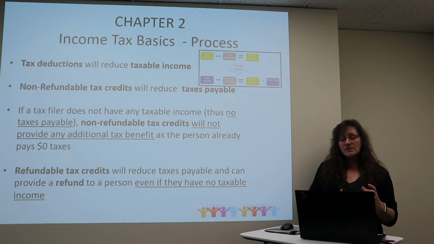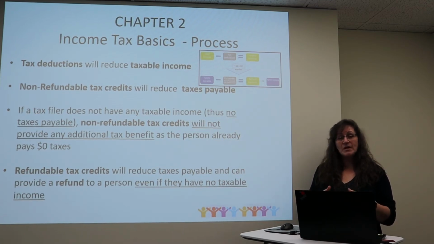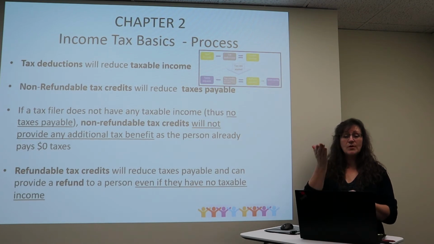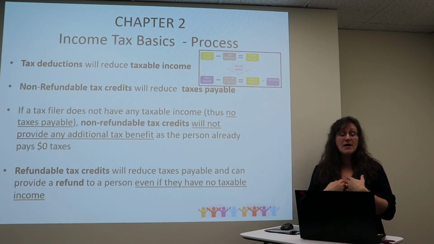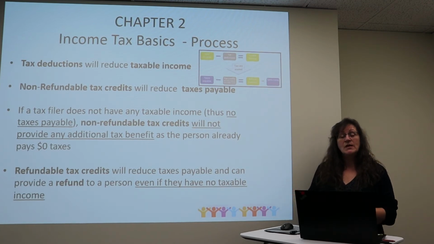Since non-refundable credits reduce taxes payable, if the individual already had zero taxes payable because they had zero taxable income, having more non-refundable credits is not going to give them a refund, because you can't get less taxes payable than zero. And so having more non-refundable credits can't reduce it past the point of zero. And so this can be often a very difficult thing for clients to understand. Why is it not making a difference on my return to have a disability tax credit, but on my friend's return, it does make a difference?